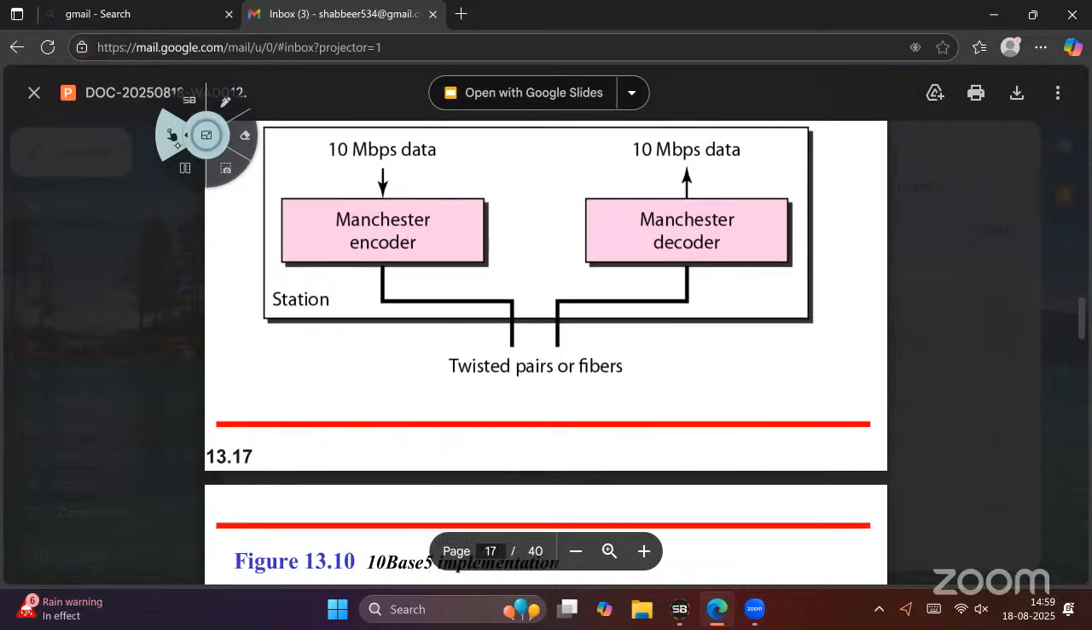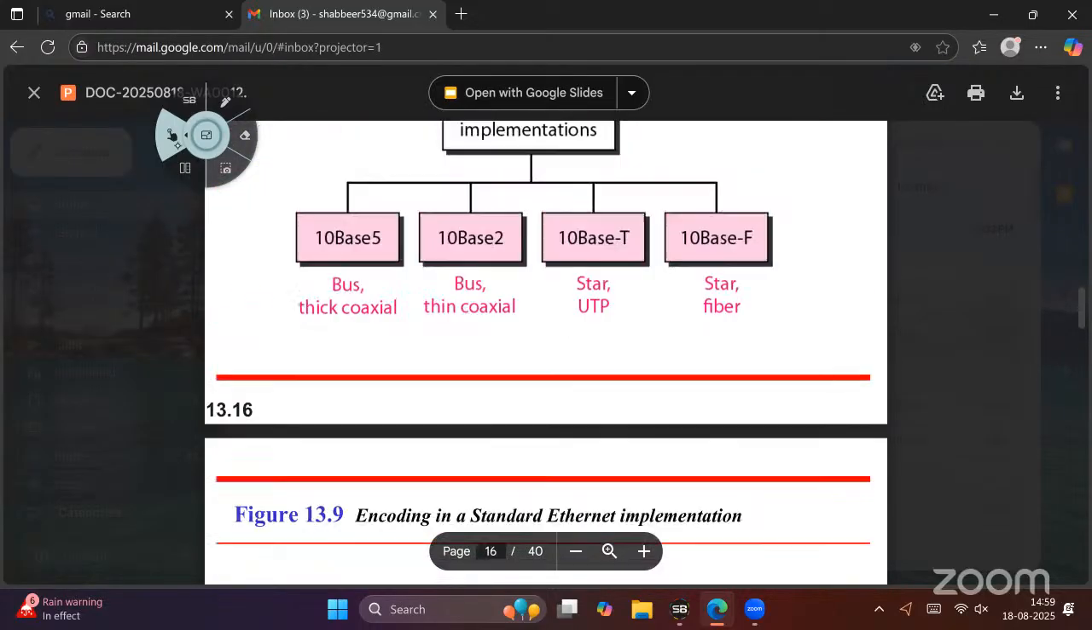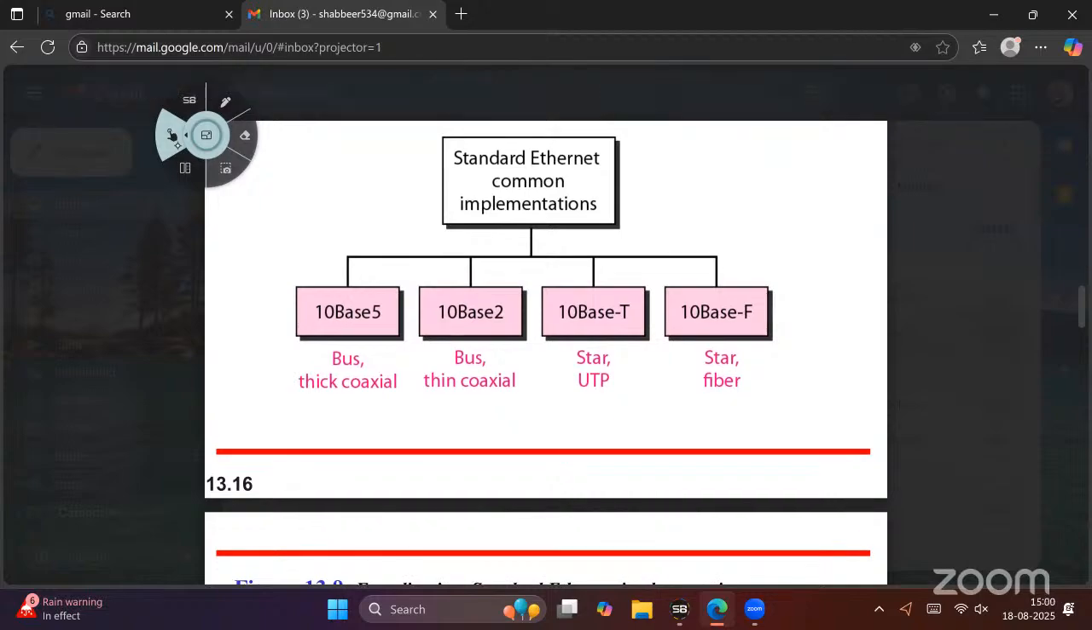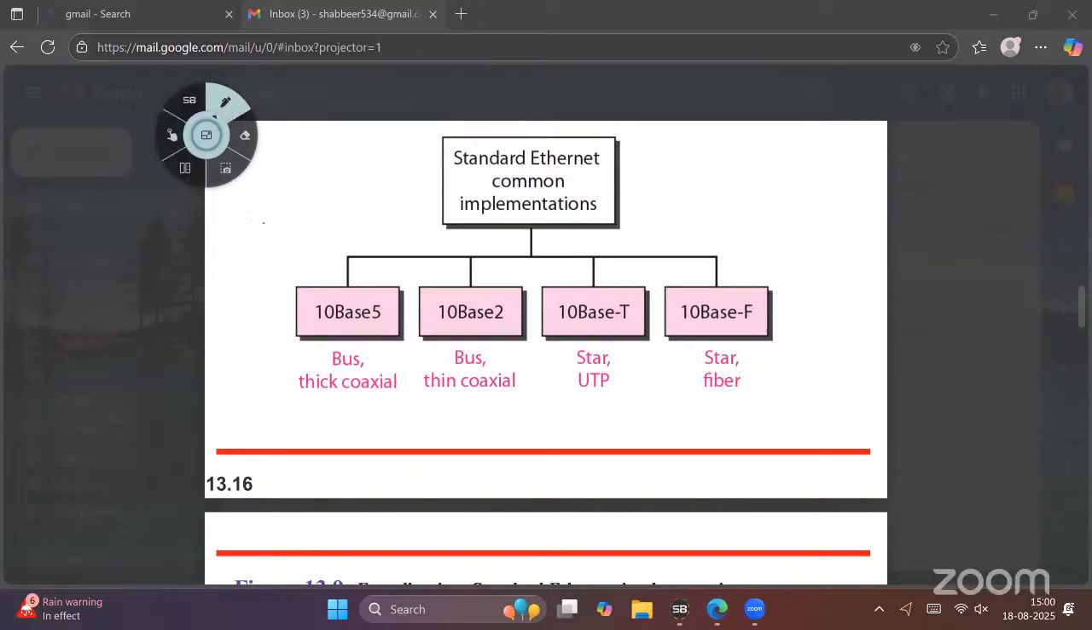Next topic is Ethernet. The standard Ethernet starts at 10. What is in the category? 10Base5, 10Base2, 10Base3, 10BaseF. So what is 10Base5 in general?